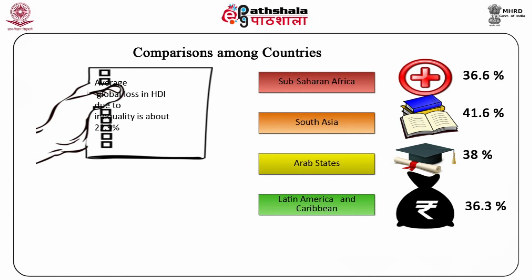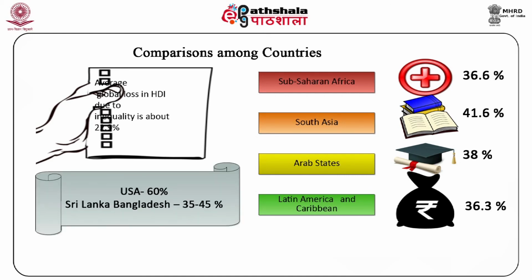In general, the various gender related indices show that about 60% of women in the USA are engaged in economic activities, whereas in India, Sri Lanka, Bangladesh, this figure is between 35 to 45%.